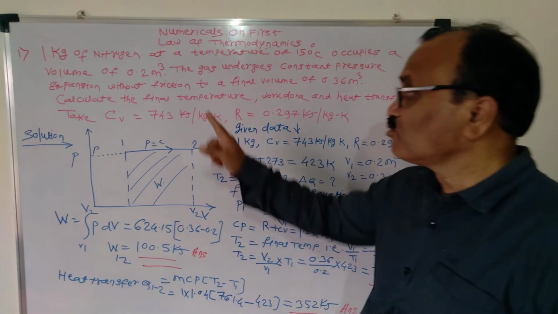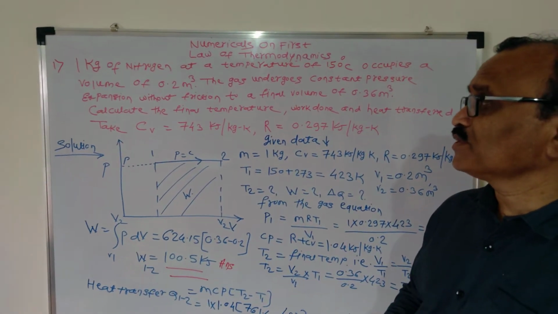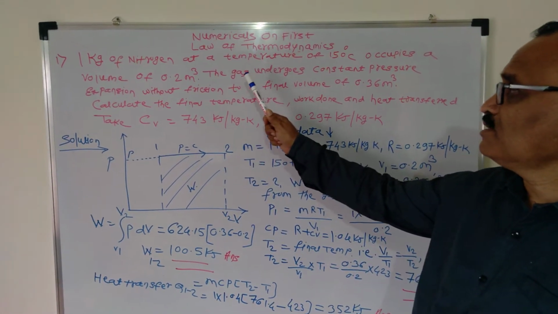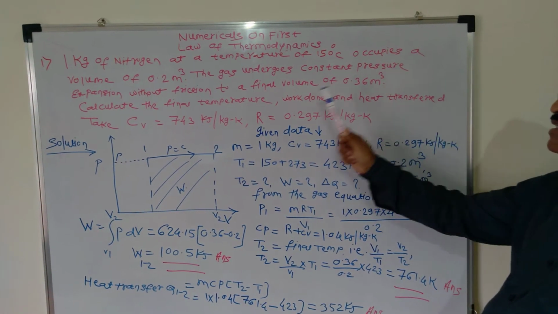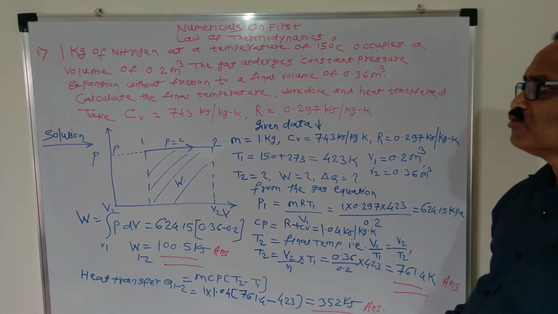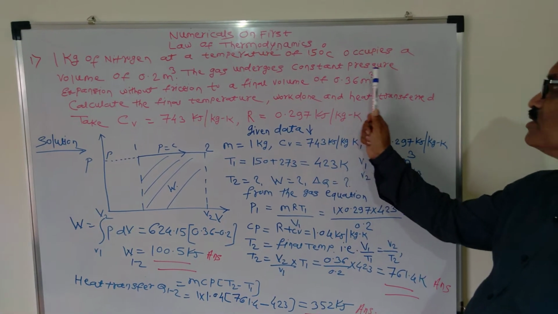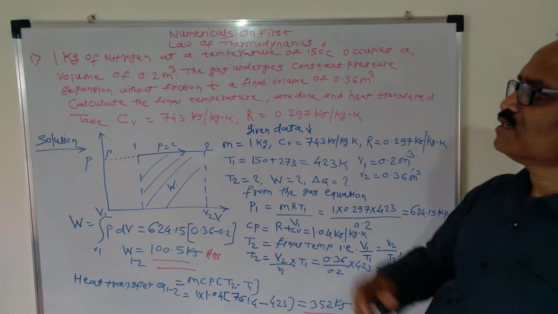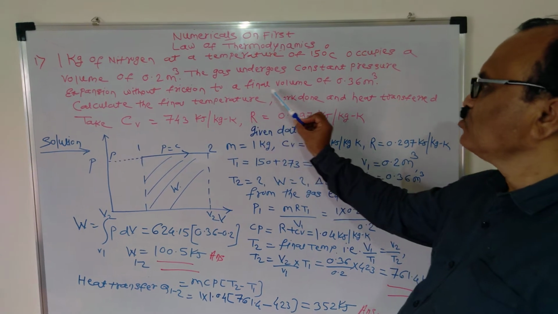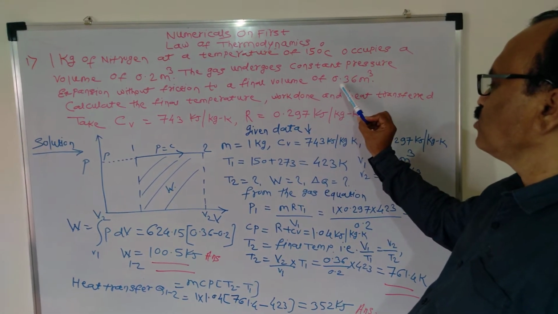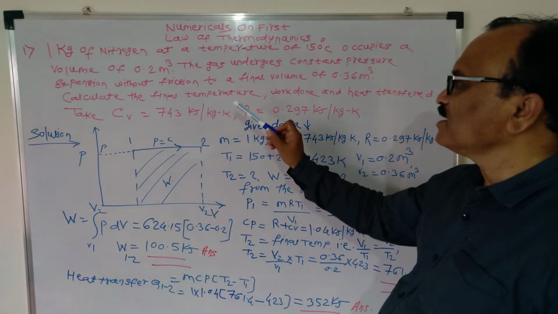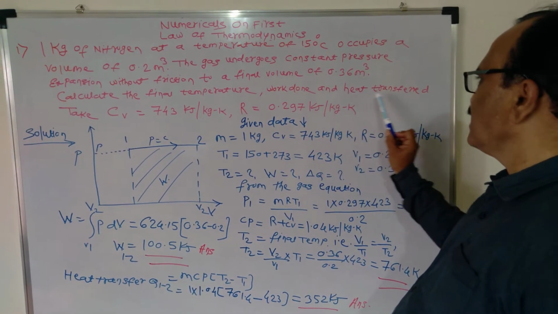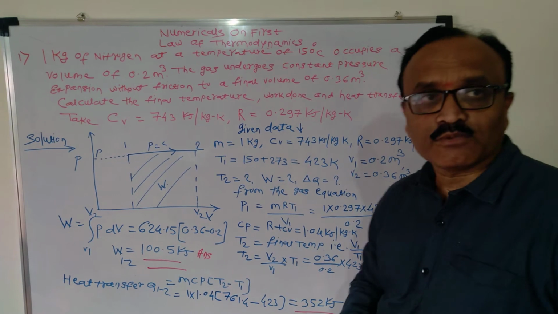So the problem statement is in front of you: 1 kg of nitrogen at a temperature of 150 degrees Celsius occupies a volume of 0.2 meter cube. The gas undergoes a constant pressure expansion without friction to a final volume of 0.36 meter cube. Calculate the final temperature, work done and heat transfer during the process.